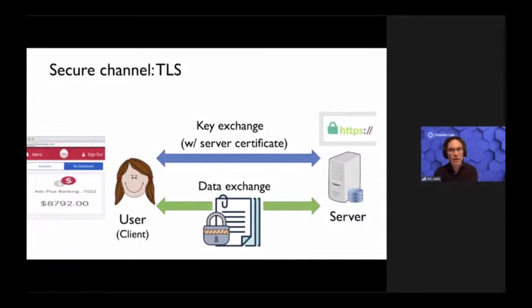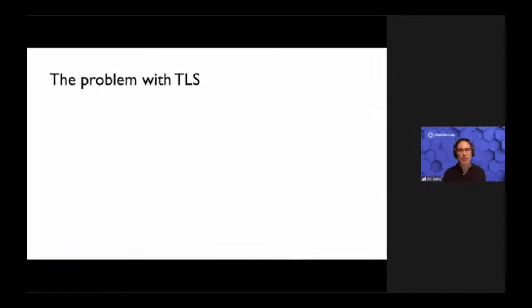This is all well and good, especially the use of digital signatures. And it seems like we might somehow be able to leverage TLS to solve our problem of authenticating Alice's bank account balance to Bob. But there's a problem with TLS.